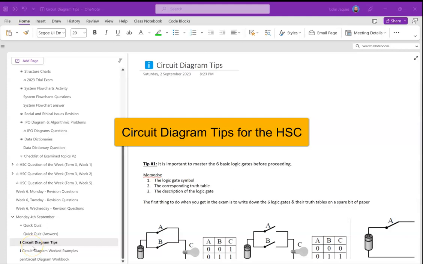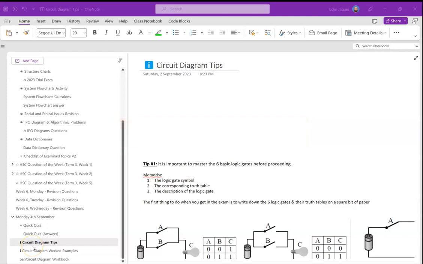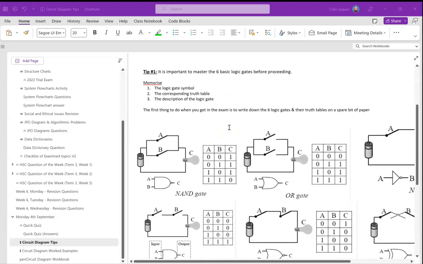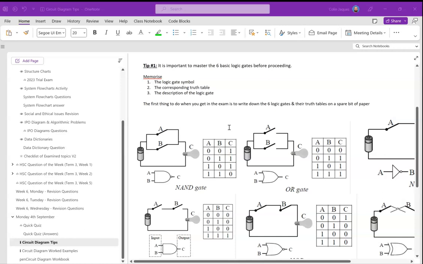Welcome. This is a short video regarding circuit diagrams, tips, tricks, and some worked examples. I've got 3 tips for you when it comes to creating circuit diagrams in your exams. Tip number 1 is a really important one: make sure that you master the 6 basic logic gates before proceeding.